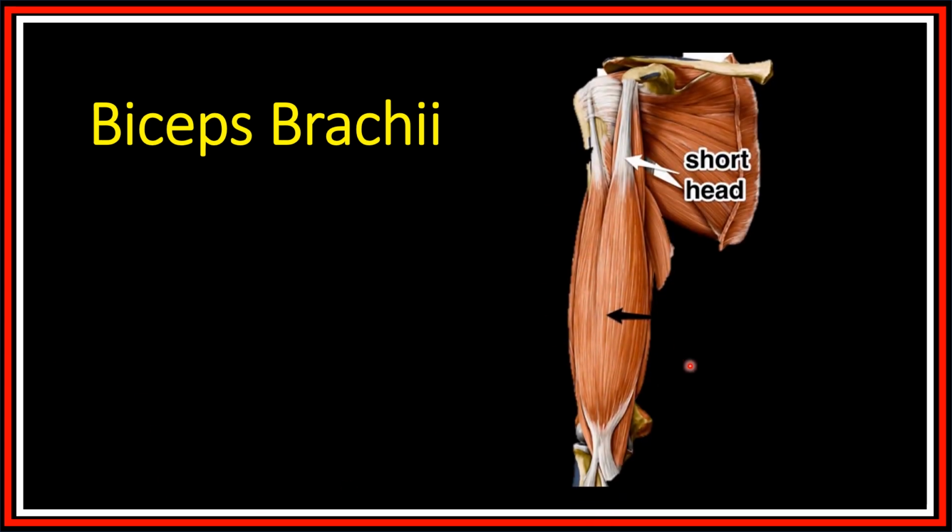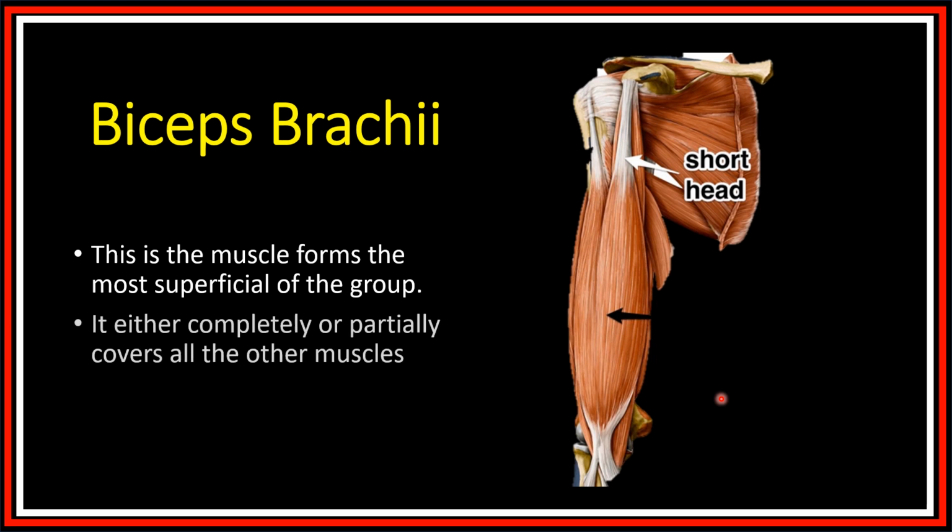From the name biceps, we understand that it has 2 heads of origin. One head is here, another head is here. What are these heads? We have the long head and we have the short head. This muscle forms the bulk of the muscle that we see in the anterior part of the arm. It forms the superficial bulk we see in this compartment of the arm. Usually, it will partially cover all the other muscles in this compartment or completely cover them.